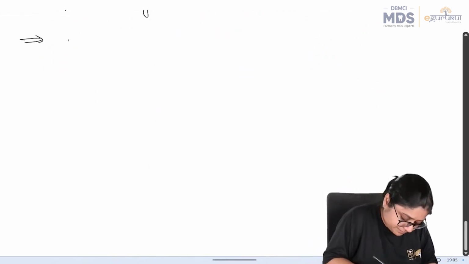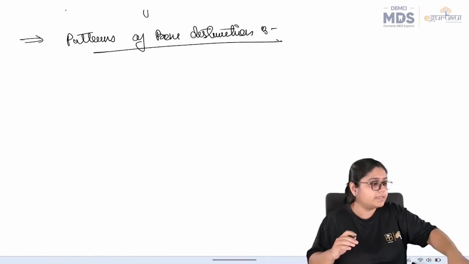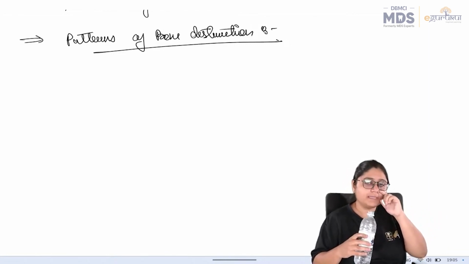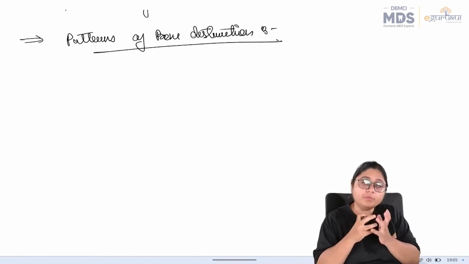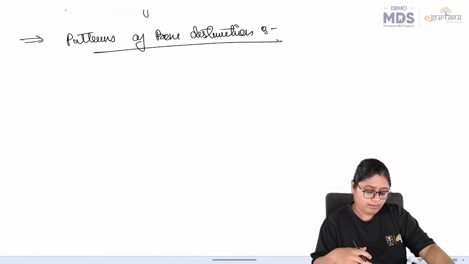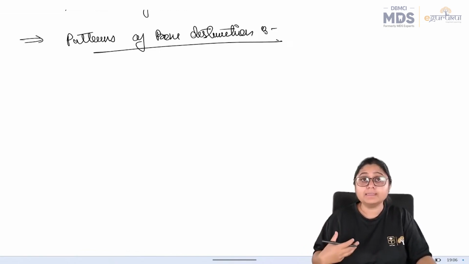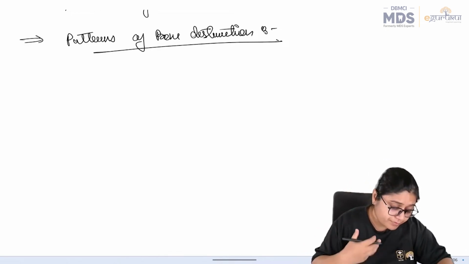Now, let us see patterns of bone destruction. See, we have studied the normal bone and how bone remodeling occurs. That also we have seen. Now, because of the inflammation, there are various areas of bone resorption and bone formation created in the periodontium, and it gives different appearances to the bone. So let us see what these appearances are. What are the changes that occur because of periodontal destruction of the bone or because of the inflammation?